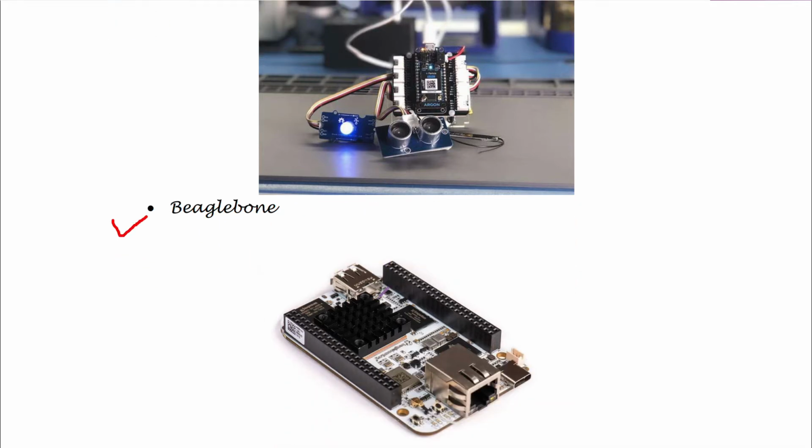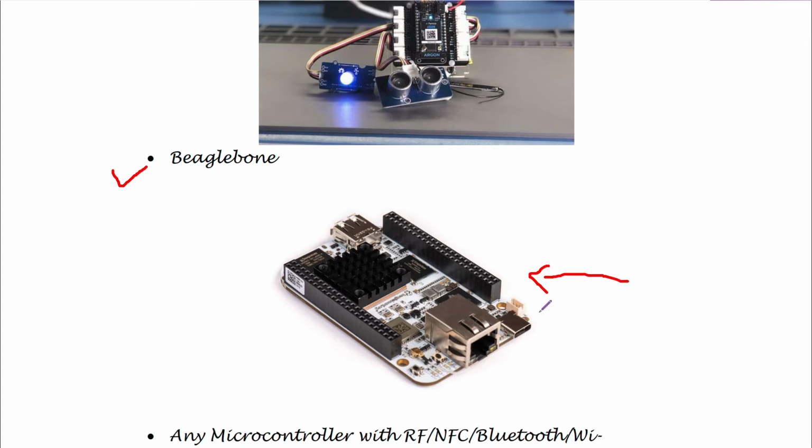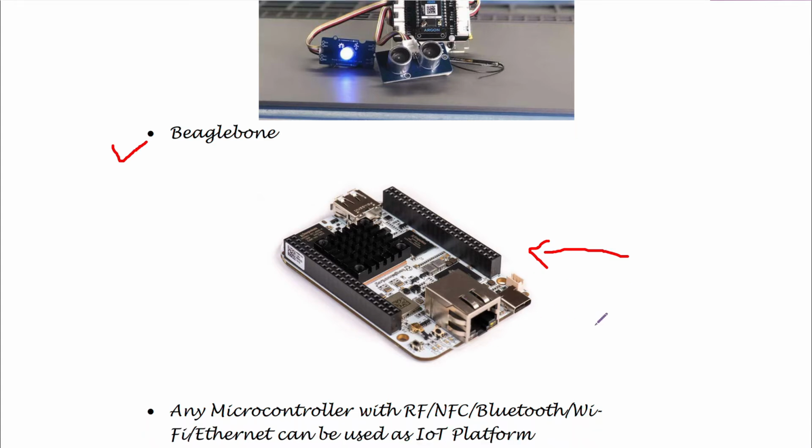Then there is another platform, BeagleBone, which can also be used for developing IoT prototypes and products. This is a little bit advanced machine, advanced in the sense that it's not exactly a microcontroller along with some additional communication protocol. It has a good amount of memory. As you can see in this board, there are a lot of other peripherals also available. So this can be used for intermediate to advanced IoT applications.